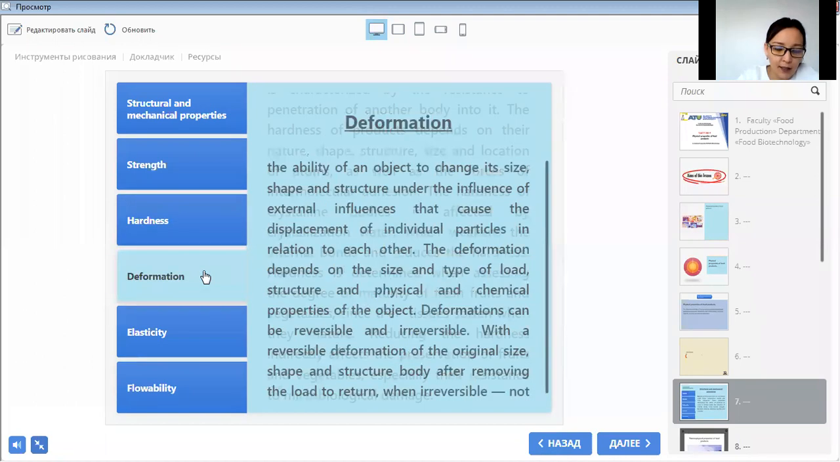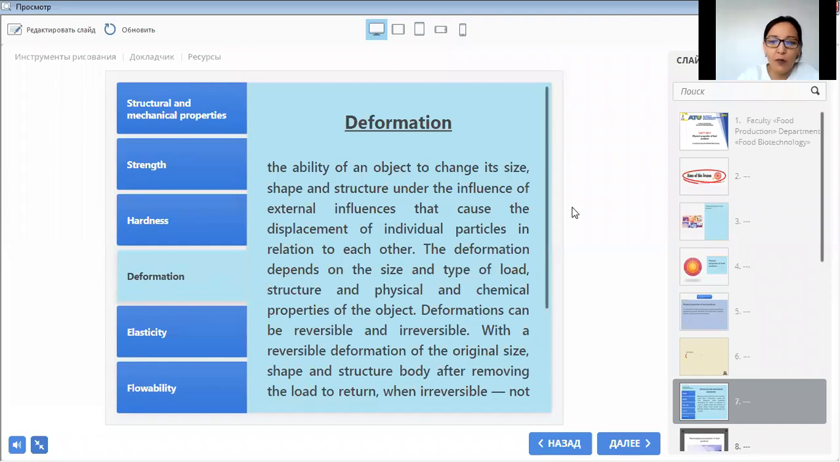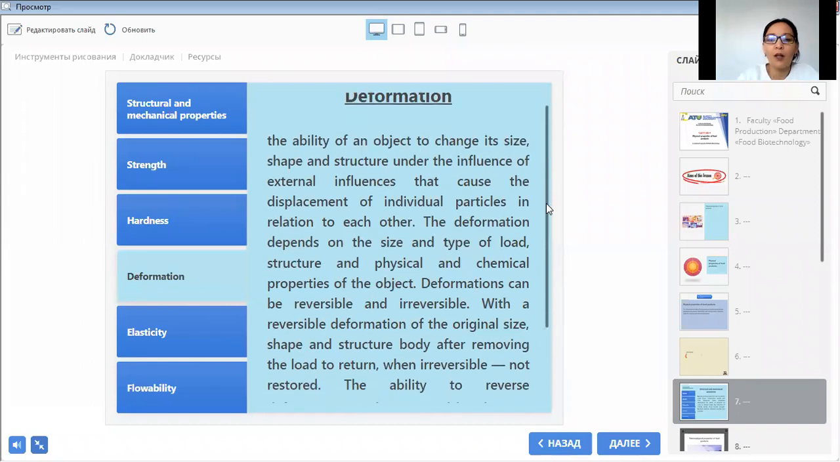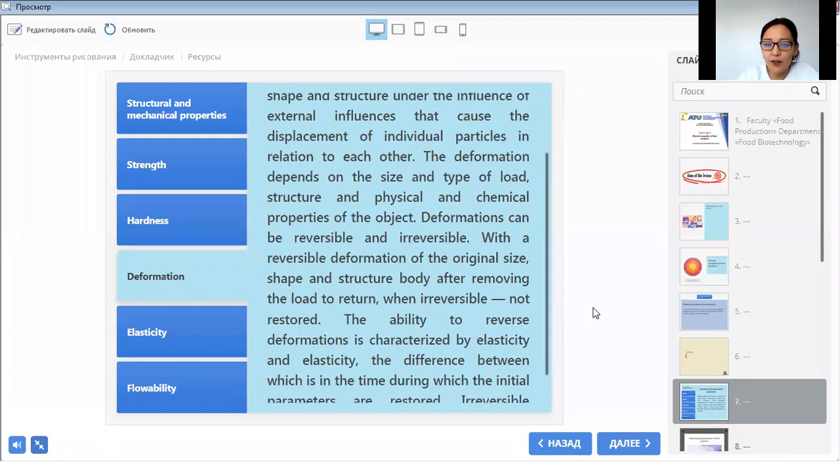And the next characteristic of the product is deformation. It is the ability of an object to change its size, shape, and structure under the influence of external influences that cause the displacement of individual particles in relation to each other. Deformation depends on the size and type of load, structure, and the physical and chemical properties of the object.